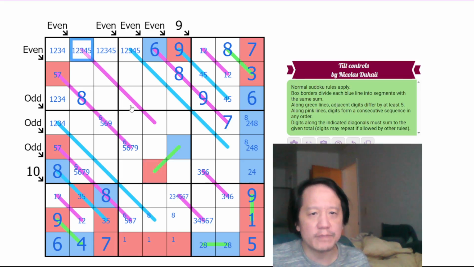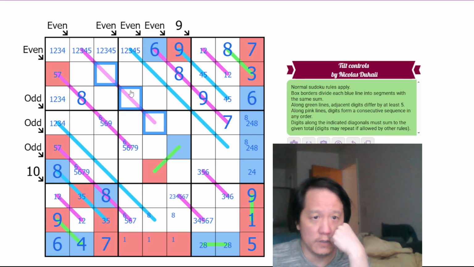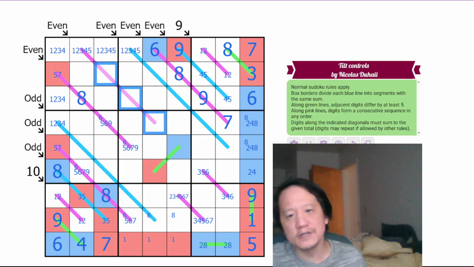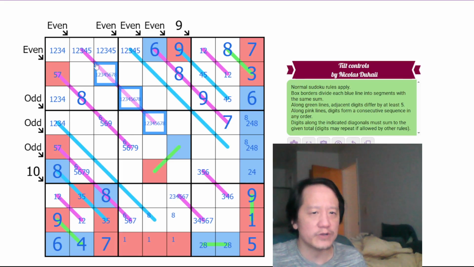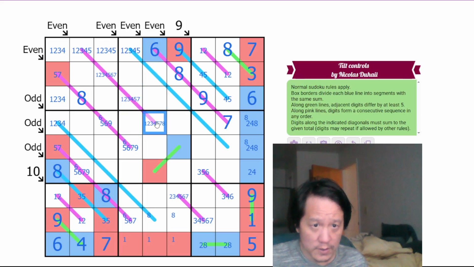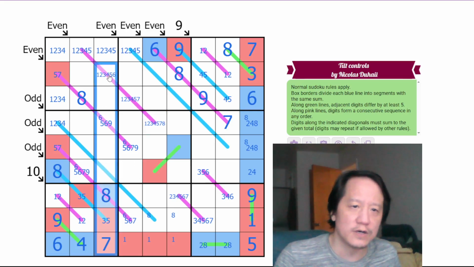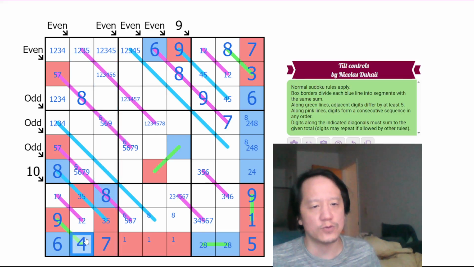We have 5 at most here. These digits can be 1 through 8, potentially, because 5 through 8 is the largest this red band could go. There's no 8 here or here. These can't be 6 because of 6 in the row and 6 in the column. This can't be 7 because of 7 in the column. This can't be 4 because of 4 in the column.